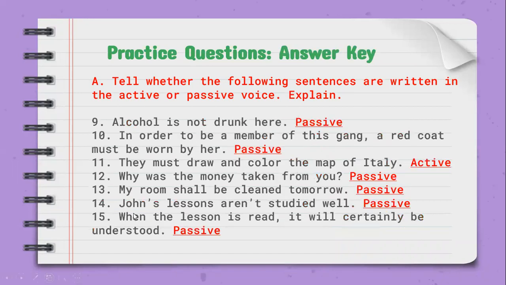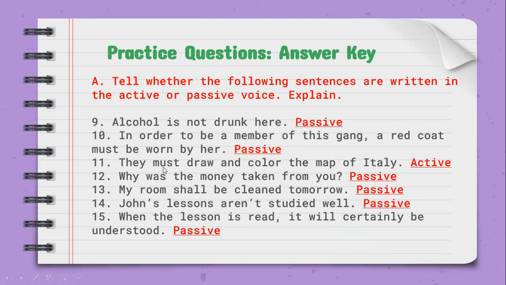Okay, let's look at this example. Alcohol is not drunk here. This is passive voice. Why? Because "drunk" is the past participle. Here it's negative. We have the verb to be "is" and the past participle of the verb, negative, so we have "not." And what do we drink? We drink the alcohol. So alcohol is the direct object and the subject is not present. That's how we explain that this is a sentence written in the passive voice.